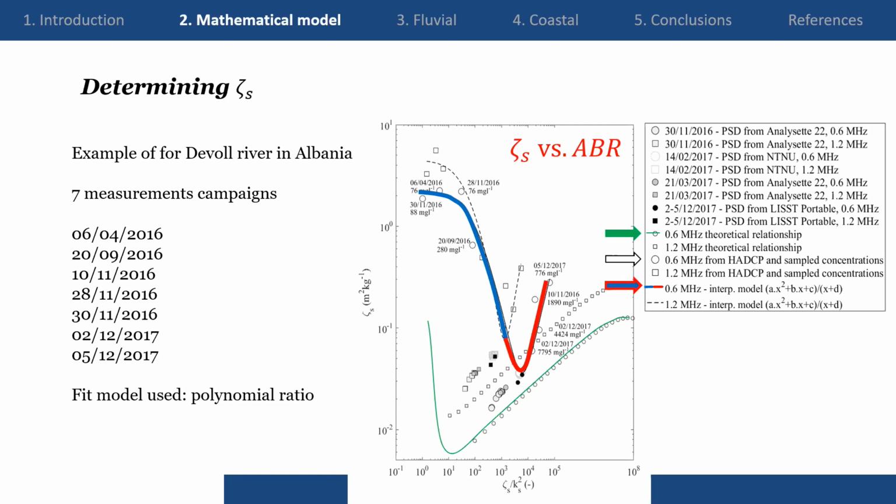Seven measurement campaigns from 2016 to 2017 allowed us to determine the zeta function, which we see here, that is given by a ratio of a second order polynomial by a first order polynomial, indicated by the blue thick line and the red thick line. And this is basically site dependent and also flow dependent. That's why for this case, we did a study that spanned 2 years, 2016 and 2017.